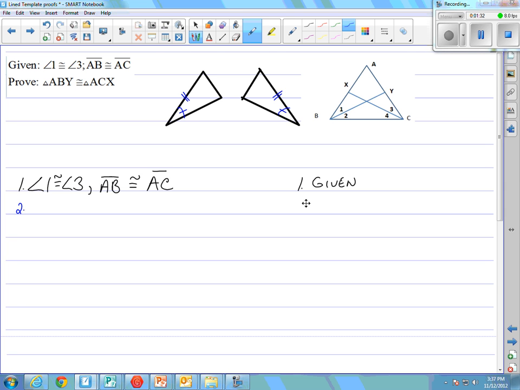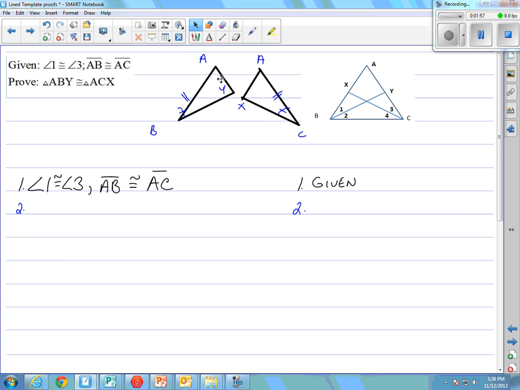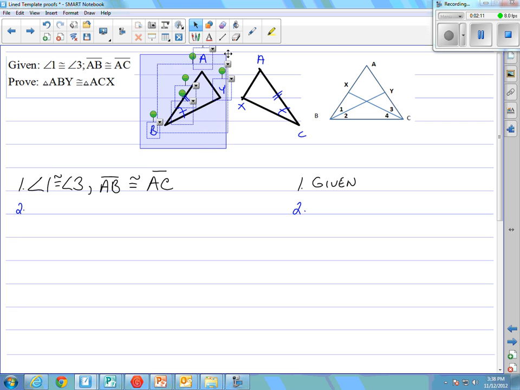The next thing I want to do, there's no vocabulary words in my given information, so I start to look at my picture and think, what is hiding in my picture? If you call this angle A, this one B, and this one Y. This is A, X, and C. If I start to overlap these two pictures, what angle overlaps?